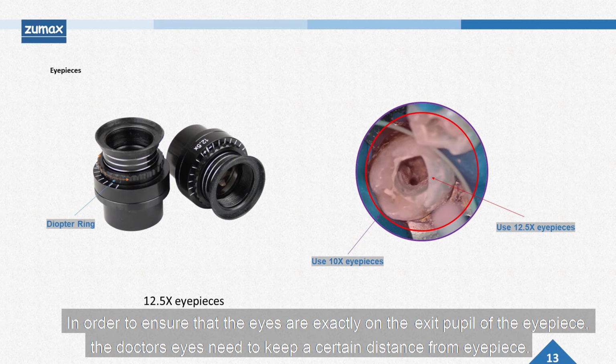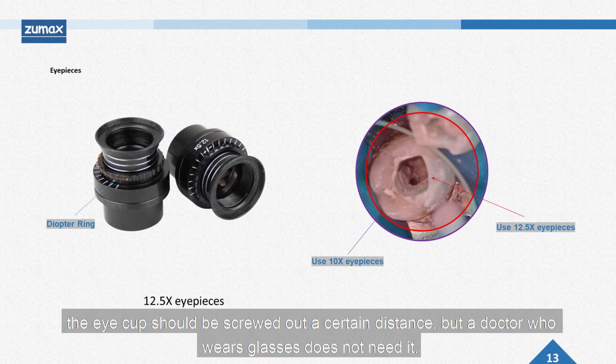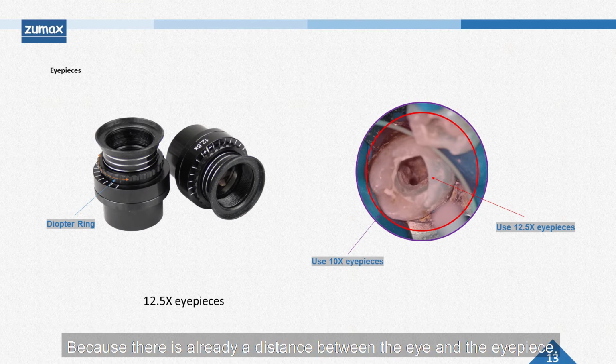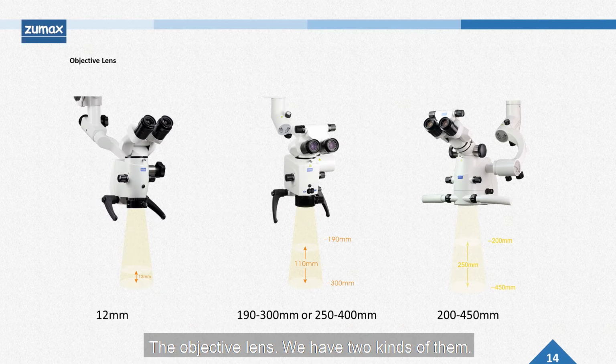to keep a certain distance from the eyepiece. Therefore, when a doctor who does not wear glasses operates, the eye cap should be screwed out a certain distance, but a doctor who wears glasses does not need it, because there is already a distance between the eye and the eyepiece.